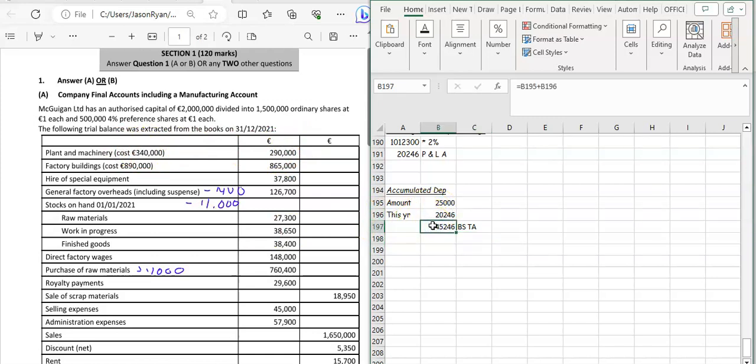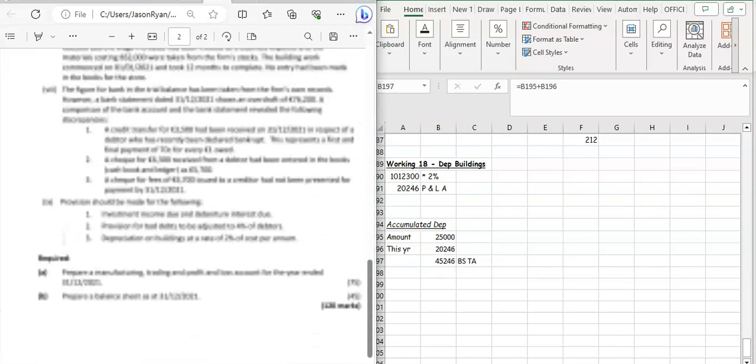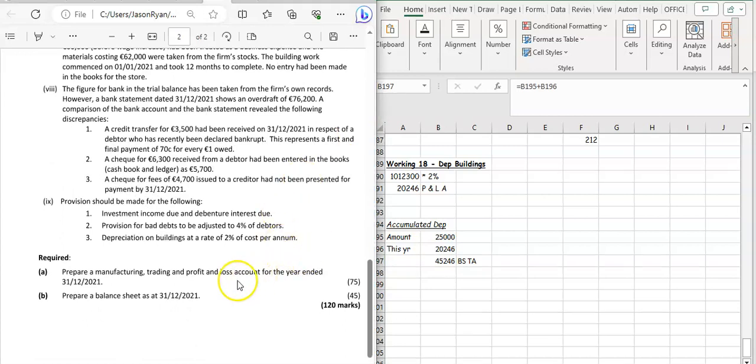So that's your last adjustment. Make sure you use the up-to-date figure to calculate your depreciation for this year. That's your expense that goes in your profit and loss account, and then calculate your accumulated depreciation, which goes into your balance sheet. And there, the adjustments are done. Now it's just to do the manufacturing account and the profit and loss account for part A, and prepare the balance sheet for part B.